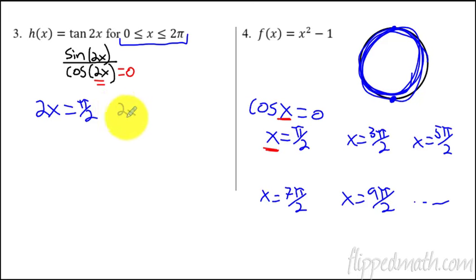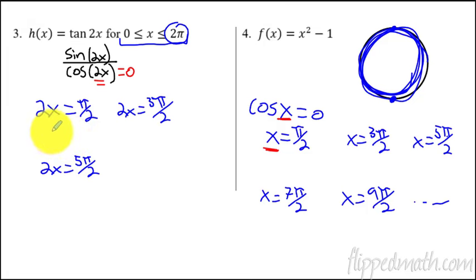Or when 2x equals, what was the other one? 3 pi over 2. Or when 2x equals, what's this one? 5 pi over 2. There we go. I could keep going, 7 pi over 2. But, in fact, let's stop right there at 5 pi over 2. 5 divided by 2, that's bigger than the 2 pi, right? So some of you might be thinking, why do you need to check this one? Because if we were just going to 2 pi, we've already gotten to 2 pi. But we haven't solved for x yet.